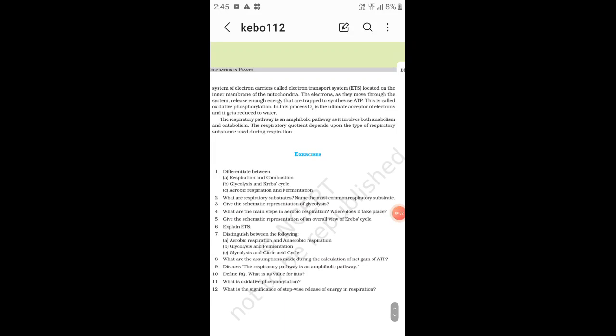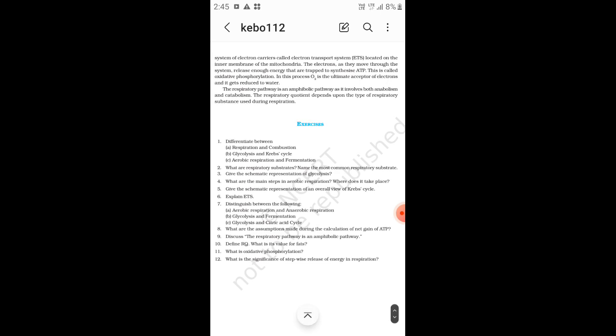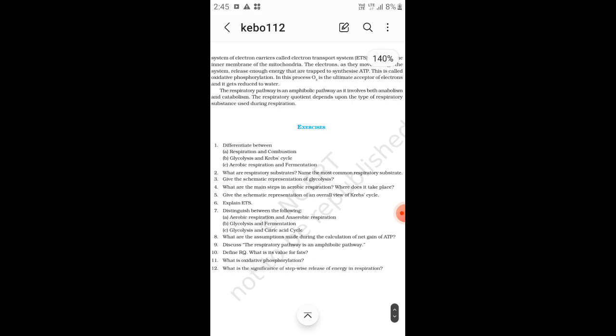Now talking about the exercises of the respiration. Differentiate between respiration and combustion. In combustion, it is the combustion of the carbohydrate, right? Respiration is based on glycolysis and the Krebs cycle. Respiration is the C-C bond breakdown to release energy.